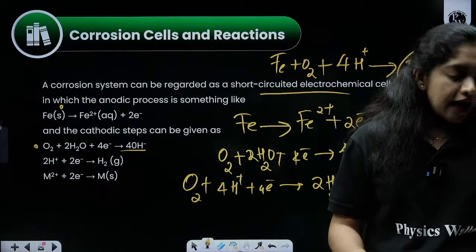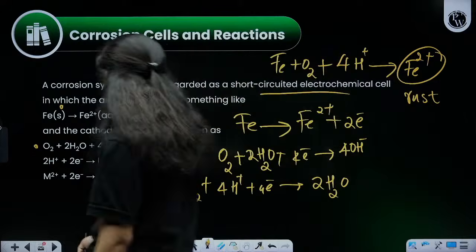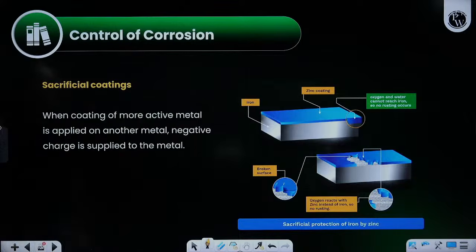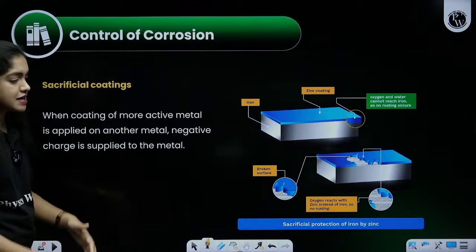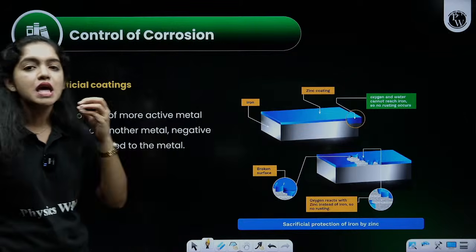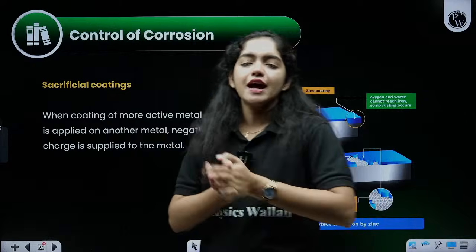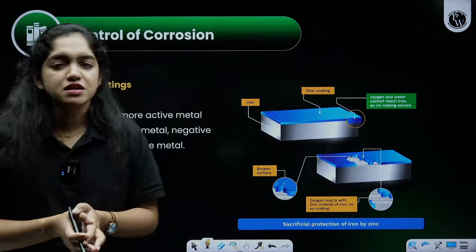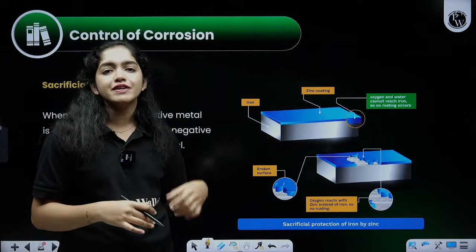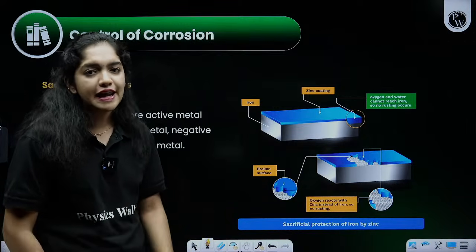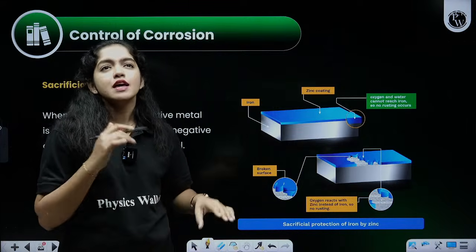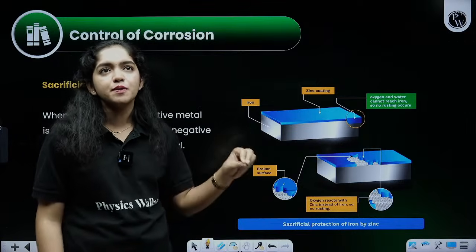Clear? And how can we control corrosion, how can we prevent corrosion? There are many methods to prevent corrosion. Generally, we use a lot of methods in our homes like painting, oiling, greasing. These methods help to prevent corrosion. Other than that, the main method is galvanization. What is galvanization? Coating the metal with another metal. Like we learned in electroplating, it is similar to electroplating. Coating one metal over the other metal can prevent corrosion.